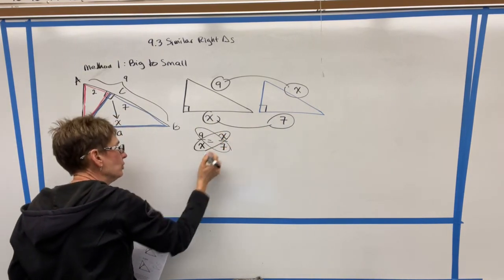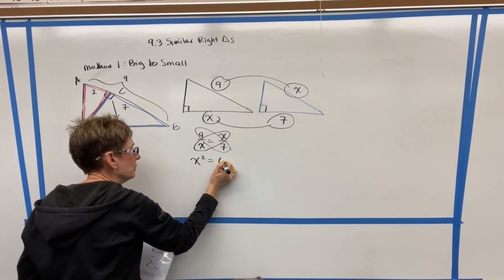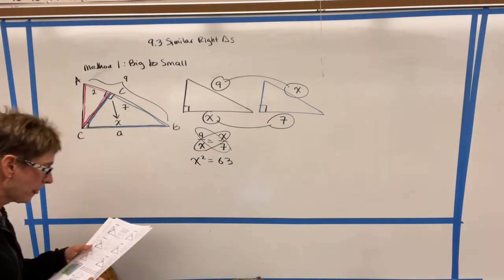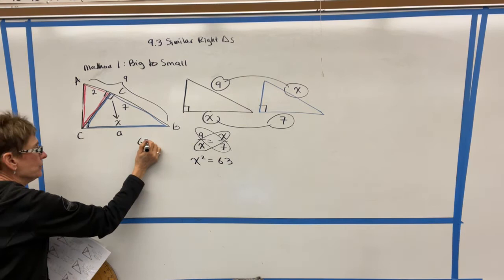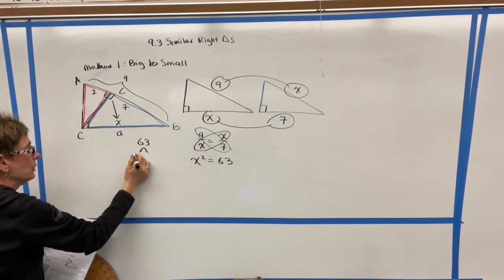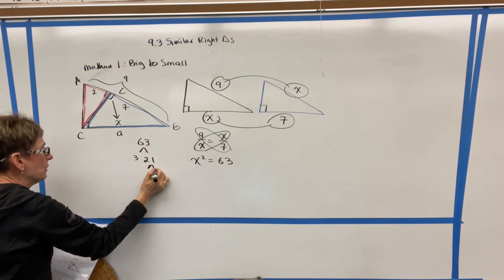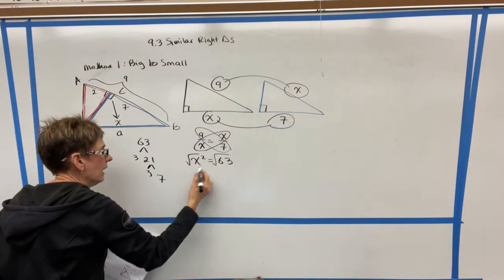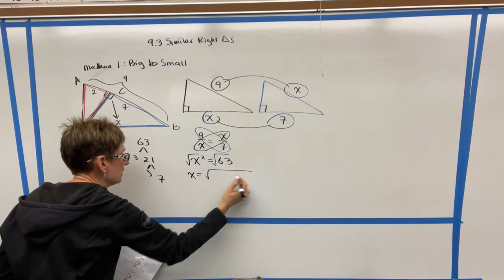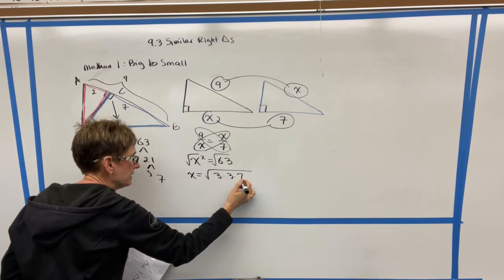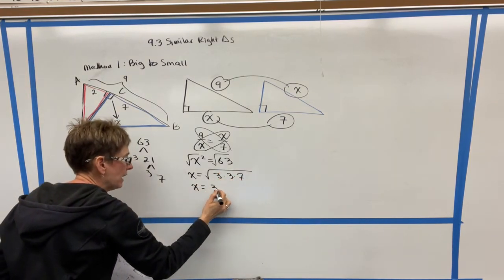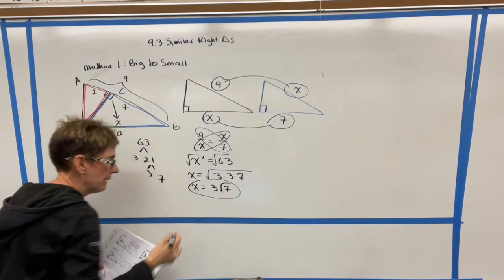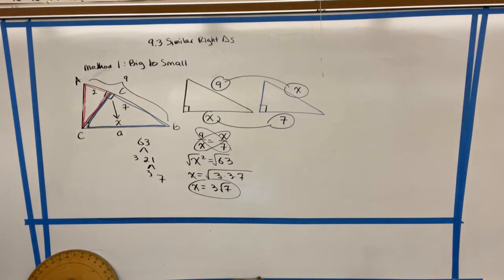When I cross multiply, I get x squared equals 63. If I do a factor tree for 63, 2 does not go into it, but 3 goes in 21 times, 3 goes in 7 times. I can see that x is going to be the square root of 3 times 7. I take out that pair of 3s and I get 3 radical 7 for my answer.